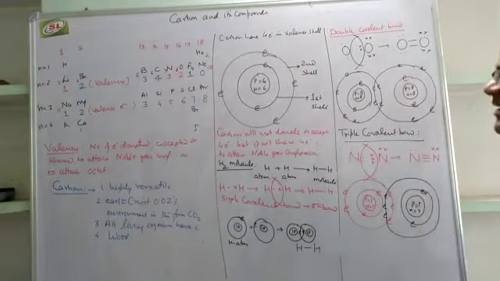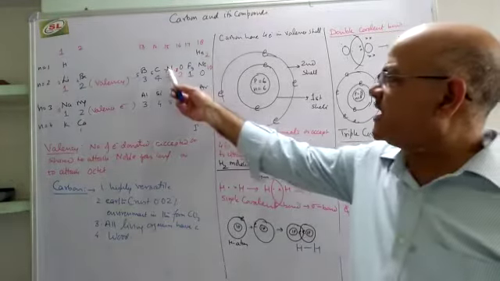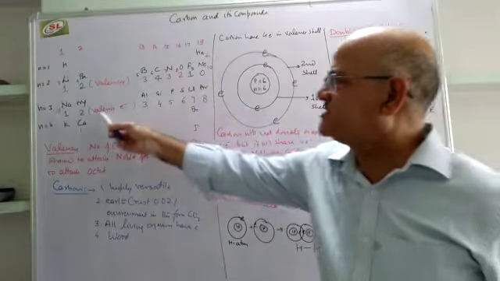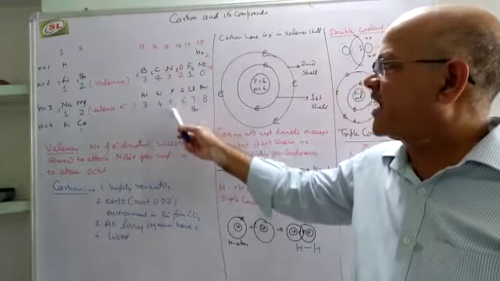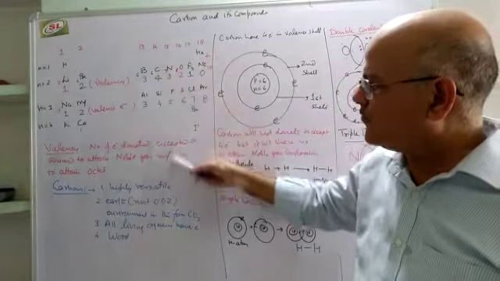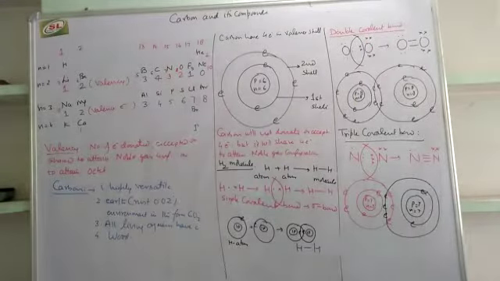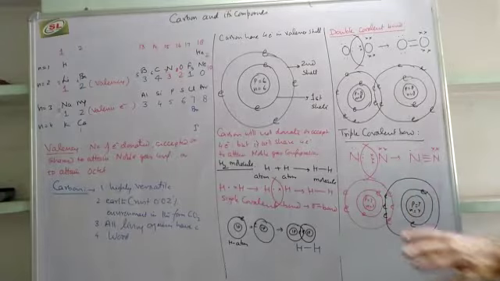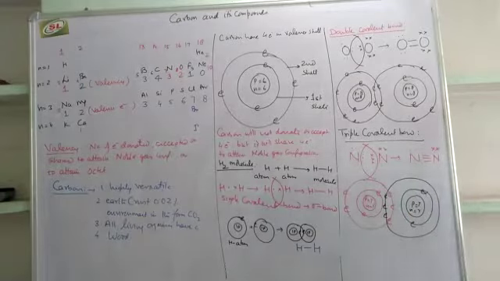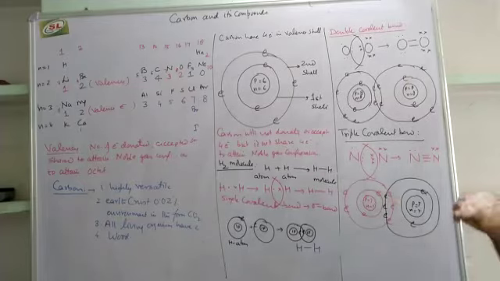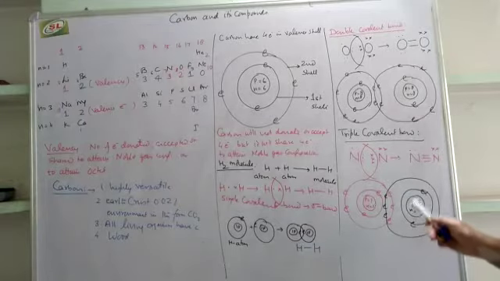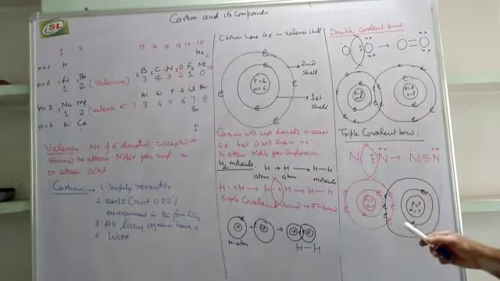Nitrogen has 5 electrons in the valence shell. These are the valence shell electrons, 5 electrons. The whole 15th group will have 5 electrons. 3 electrons will be shared. As nitrogen already has 5 electrons, if nitrogen gains 3 more electrons, the octet will complete, and as a result the triple covalent bond will form.